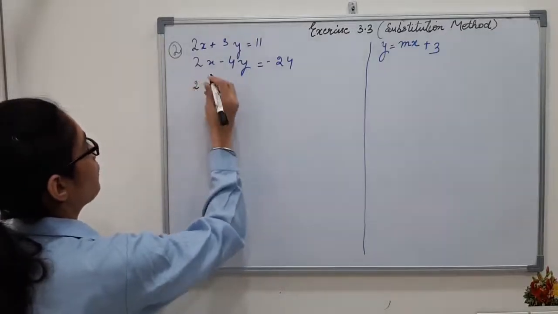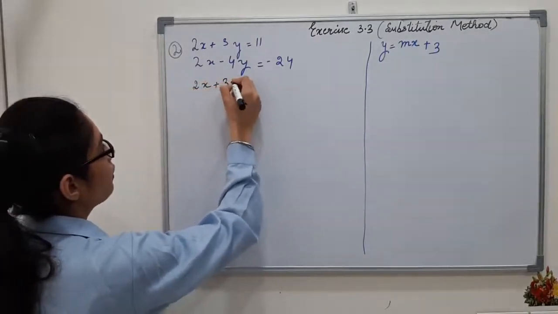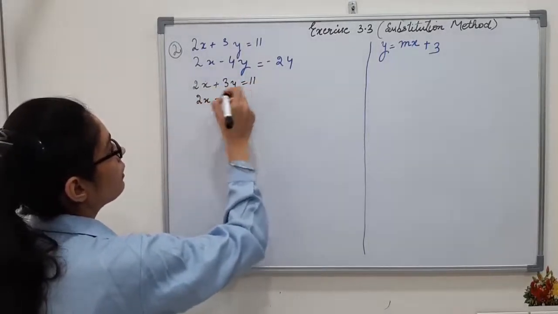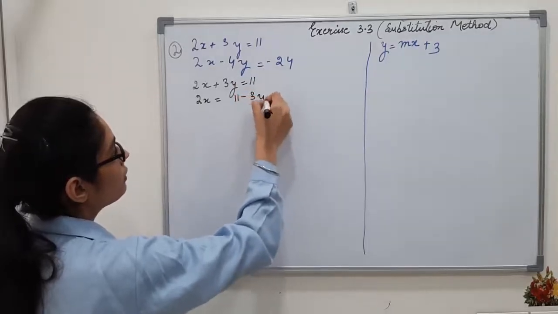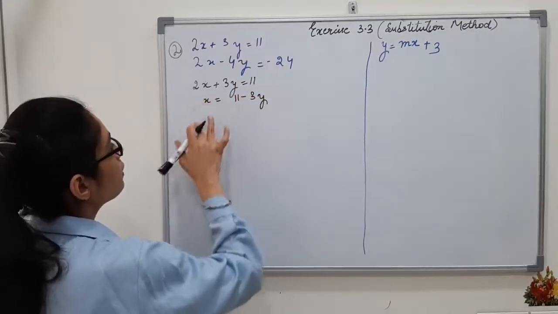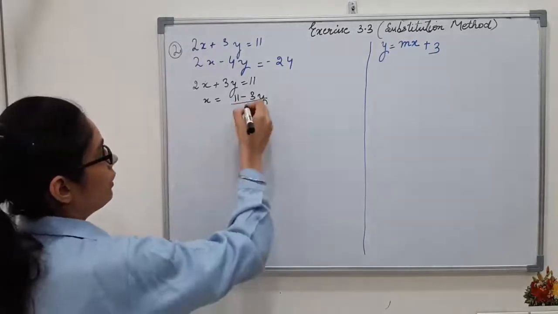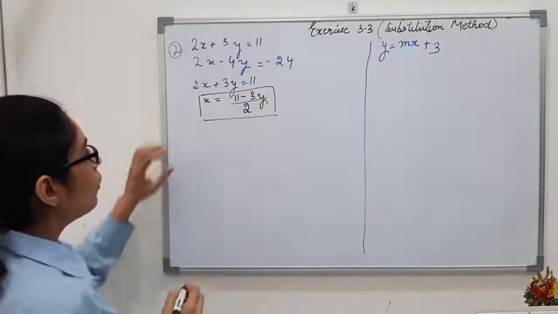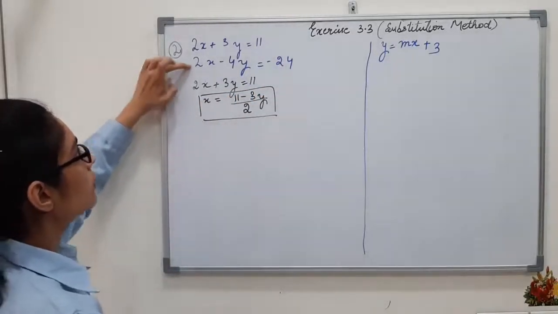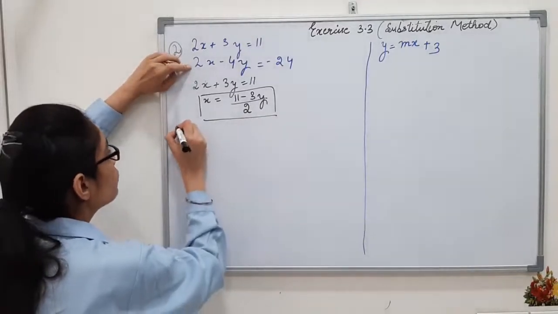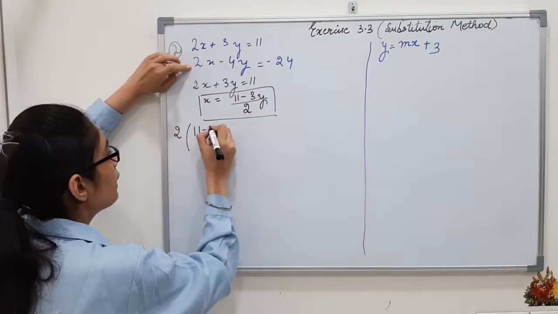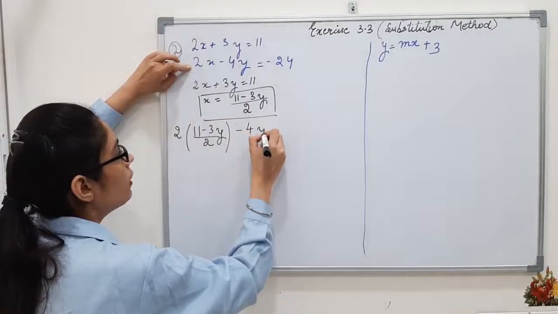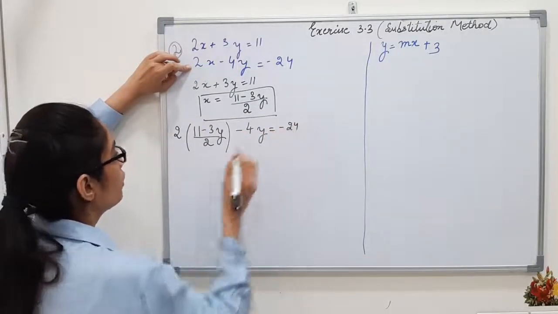See, 2x plus 3y is equals to 11. 3y I will shift to other side. It will become minus 3y, and 2 is getting multiplied with x, so here it will get divided. So I got this value of x. Now I will put this value of x in second equation. This is 2 into x. X is 11 minus 3y by 2, minus 4y is equals to minus 24.